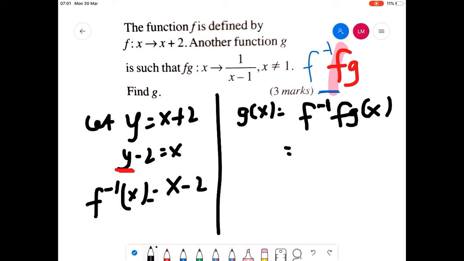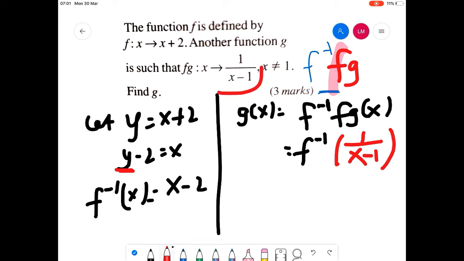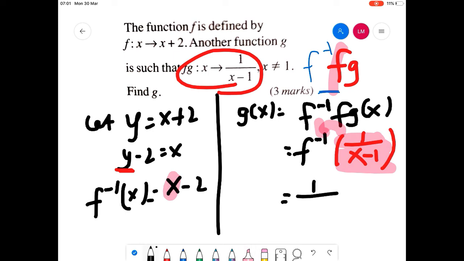So your f inverse you remain. Okay, the fgx is given as 1 over x minus 1 here. Okay, all right, now we are going to cut this and insert into the function f inverse x here. So here you are going to have 1 over x minus 1, minus 2.